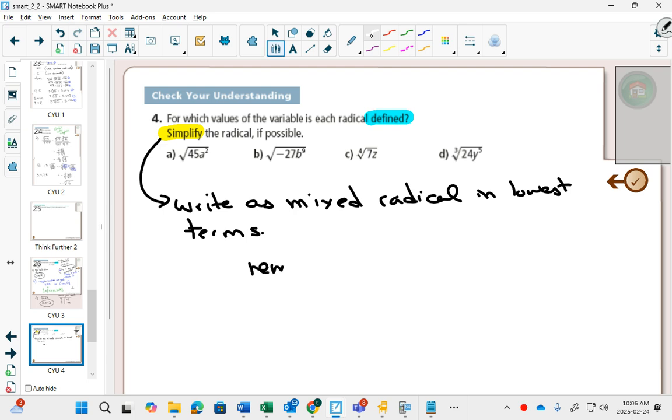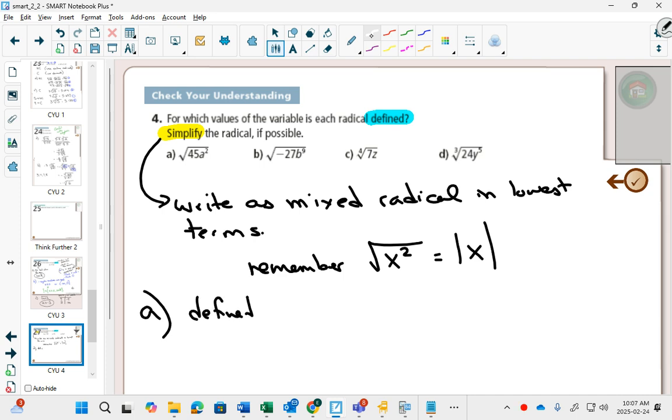We also have to remember this idea that we learned the other day, that the square root of x squared is not just x, it's the absolute value of x. And that's going to come up in these questions. So first of all, we'll do the define part for each of them first.